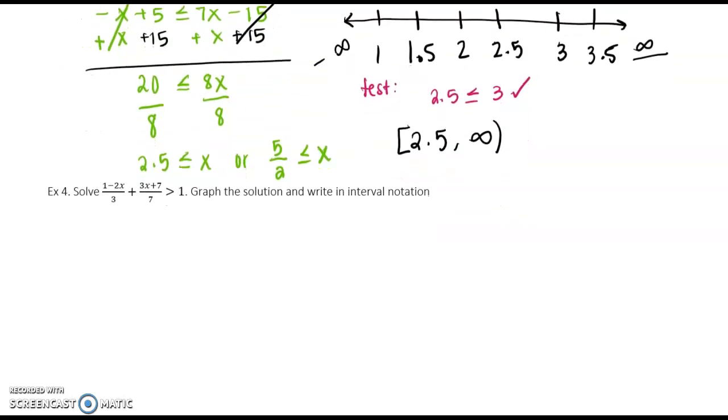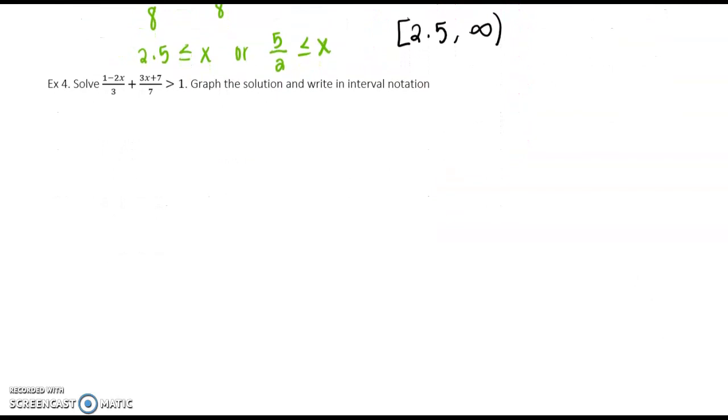All right, and then our last one, it has fractions in it. So we're going to try to get rid of those fractions. So we're going to do the lowest common denominator. So all the fractions that we have are 3 and 7. So we're going to go ahead and start and do a couple of multiples of 3. So we have 3, 6, 9, 12, 15.